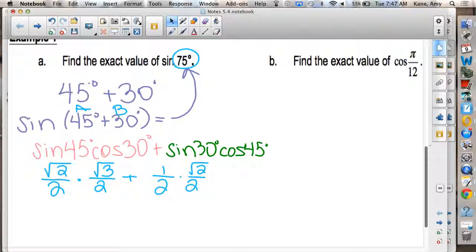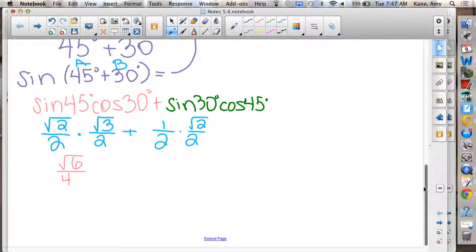And then you multiply. I'm multiplying these 2 together. They're both square roots, so you can multiply them. So we have the square root of 6 over 4. You multiply the top, you multiply the bottom. When you're multiplying fractions, top times top, bottom times bottom. And then if I multiply the other top, I have the square root of 2 over 4.